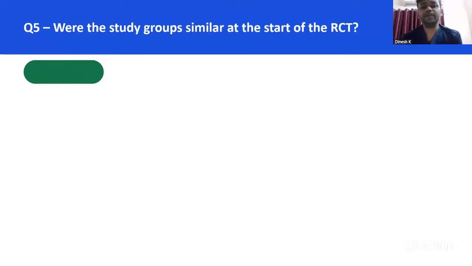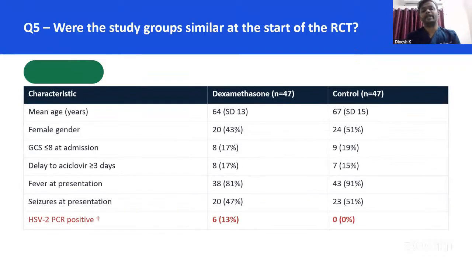Were the study groups similar at the start of the RCT? Predominantly, if you see the dexamethasone and control group, all the study groups were similar except for the HSV-2 PCR. Six cases were reported with HSV-2 PCR. All six were present in the dexamethasone group. However, it is unlikely to affect the final result. So, predominantly, the study groups were similar at the start of the RCT.